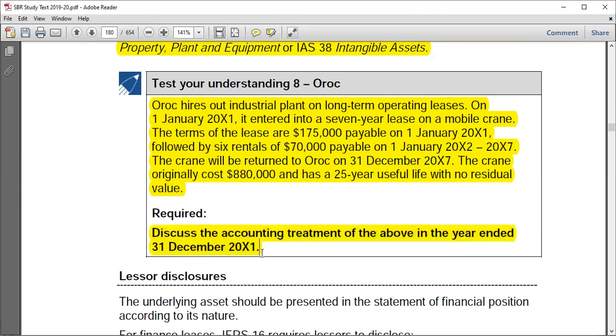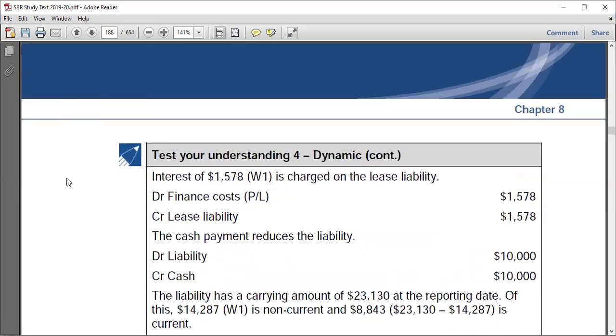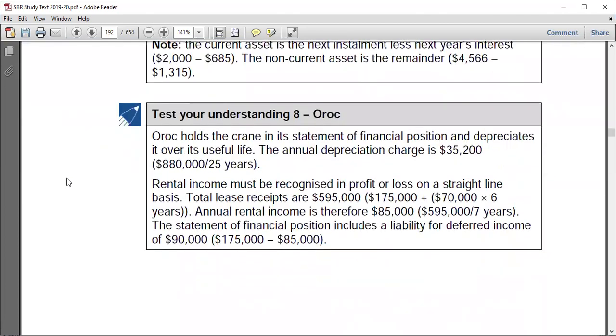In an exam, you won't be able to know directly whether this is an operating or finance lease, but here they are telling you that it is a long-term operating lease. So first of all, you need to know whether Orok is the lessor or the lessee. It's obvious that Orok hires out these, right? And they receive these figures. So Orok is the lessor. How do we deal with the accounting treatment? Let's go to case understanding number 8.